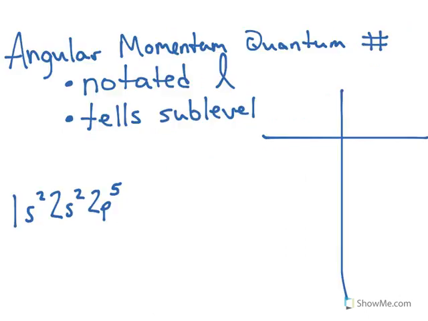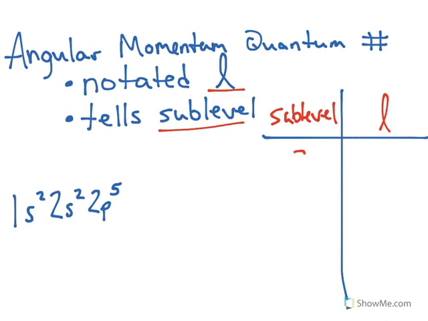So the second quantum number is the angular momentum quantum number. It's got a very long name, but it's notated by the cursive letter L. And what the angular momentum quantum number is telling you is the sublevel. So I've made this lovely little T-chart over here. Let's put sublevel here, and we'll put L over here.